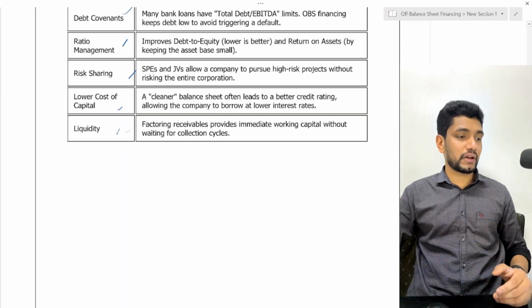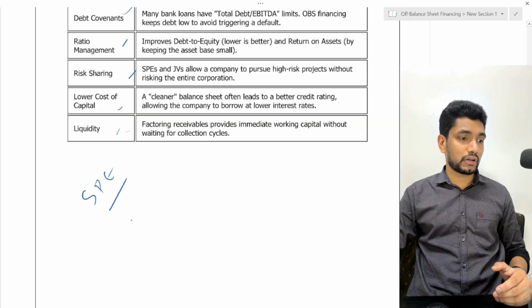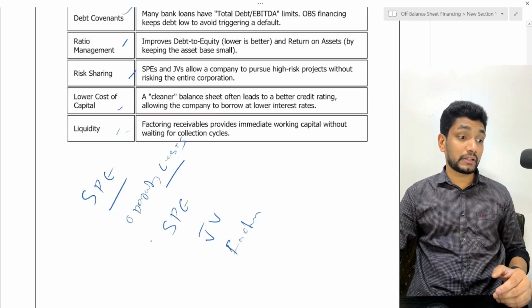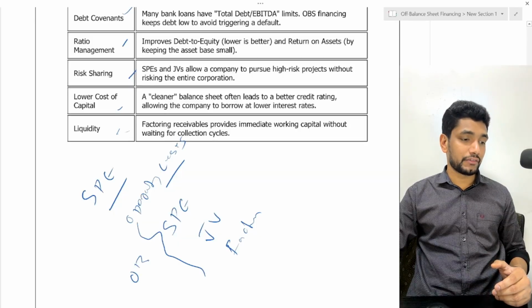So what we discussed today is off balance sheet financing. First, the operating leases, then the special purpose entity, the joint venture, and factoring of receivables. These are the four methods for off balance sheet financing.